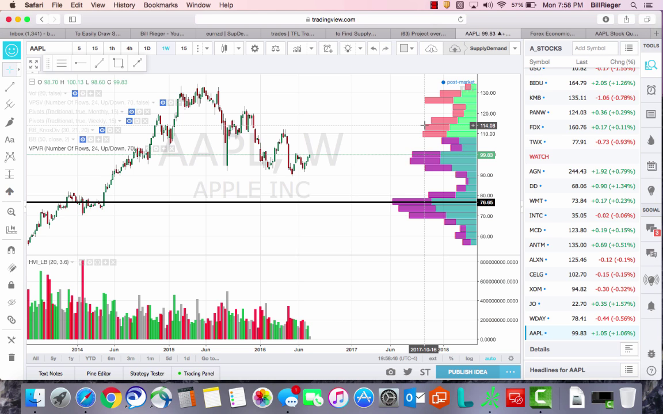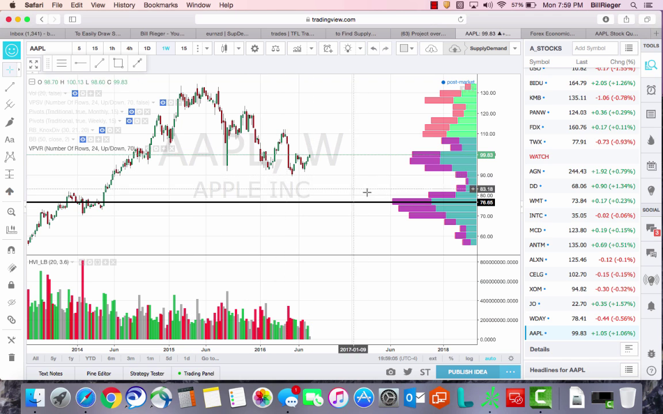Using volume profile analysis. Yesterday I did the first chart and really started on a weekly chart like this, and then went down to the daily and the hourly and the 15-minute. I'm doing the same thing today. This will be super short, just a quick analysis of what happened today with Apple.